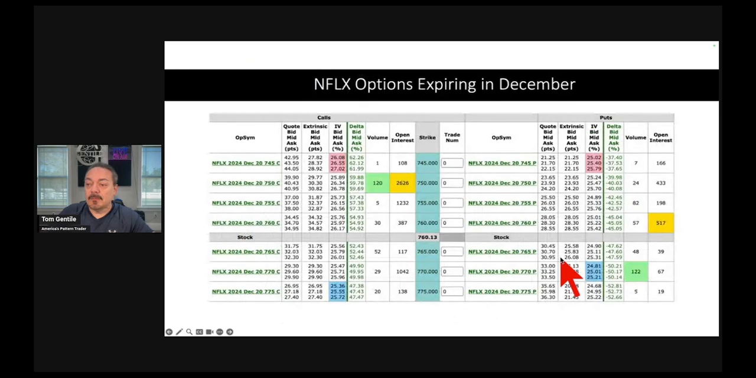What does that mean? That means if you're looking at the December 760 calls, they have 34 points right now of time value. That means that they had possibly 50 points of time value before the earnings report came out because, again, that IV was almost twice as high.